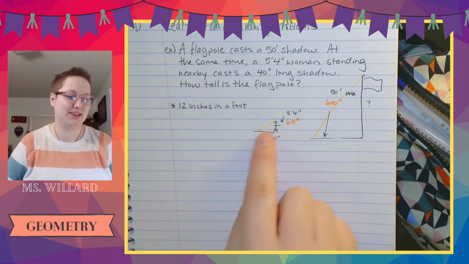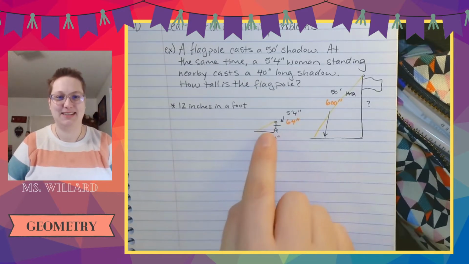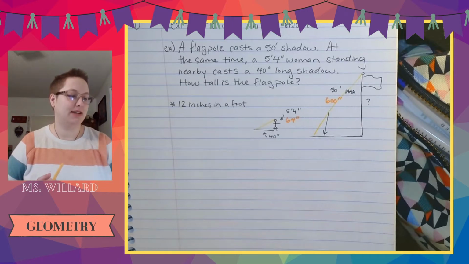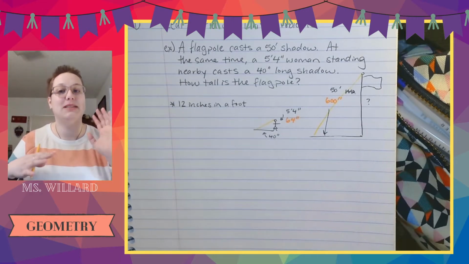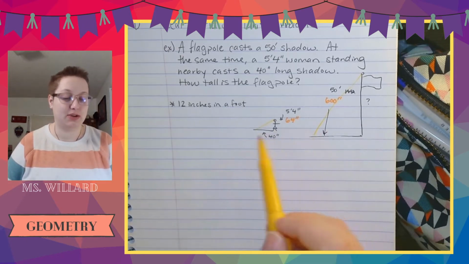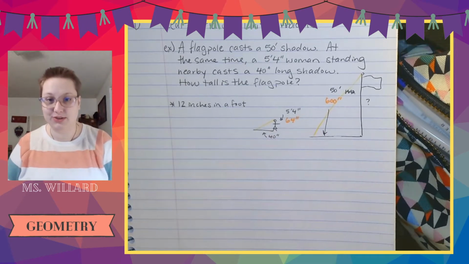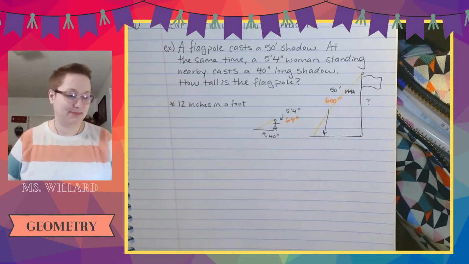It's because I made the shadow longer than hers. That's why it looks weird. Okay, but the angles are the same. So I have angle similarity, which means that I do have similar triangles. So because these are similar triangles, I can do proportions.